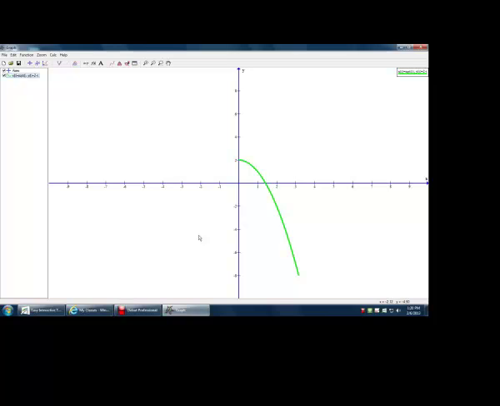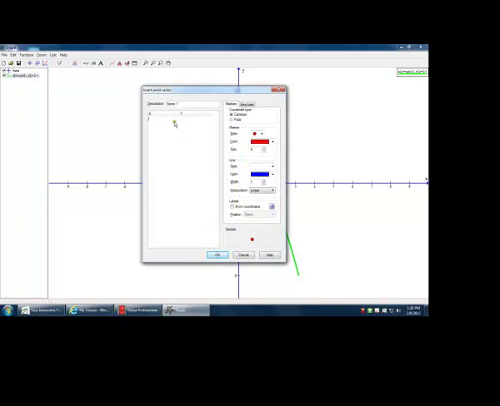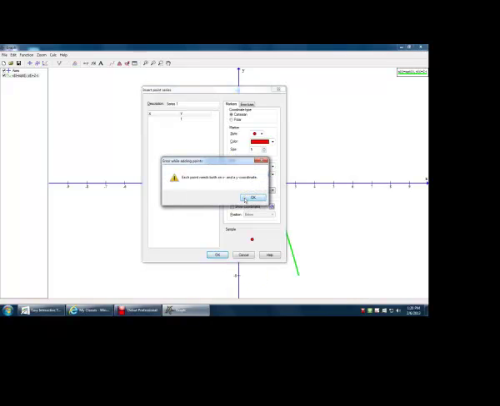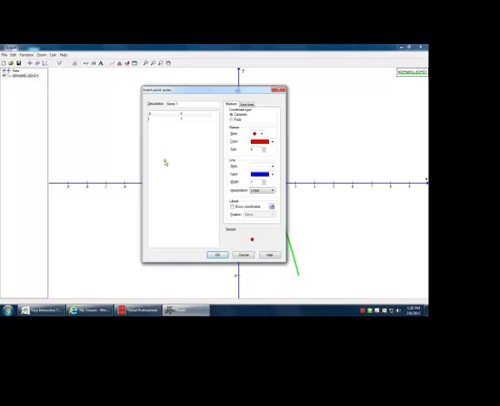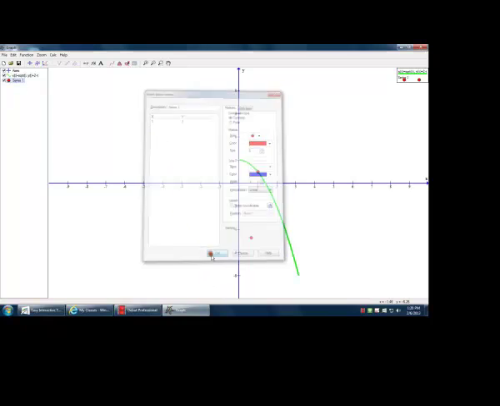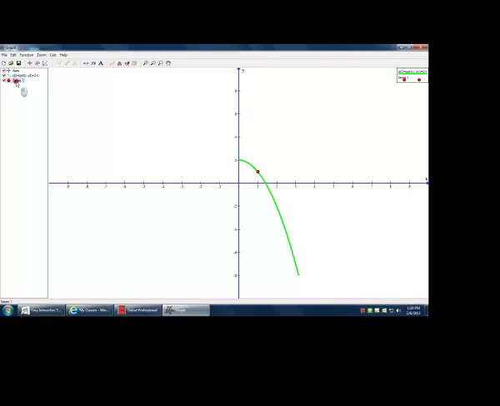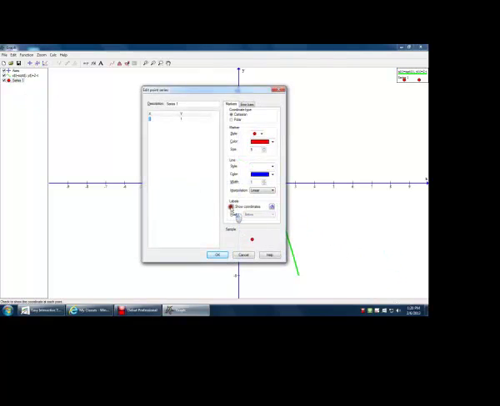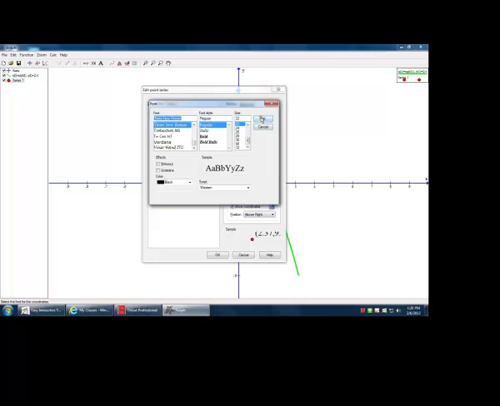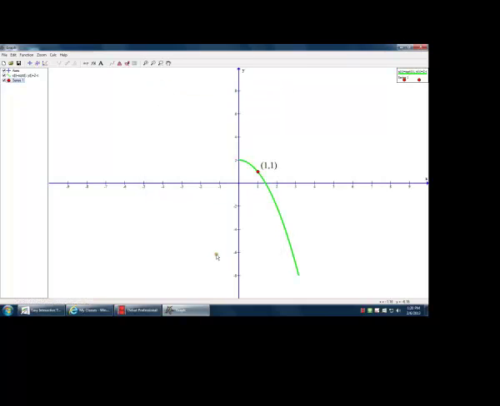Okay, so you use the parametric. Now the point, we know that the point is 1, 1, so might as well stick it in there. Let's show the coordinate. Okay, so let's show it above right. It's okay. So there it is. So how do we show the vector?